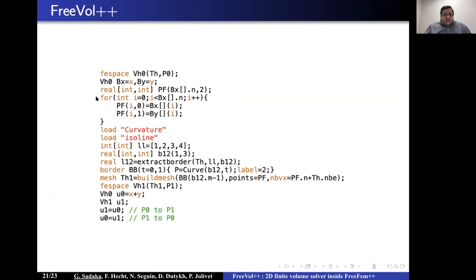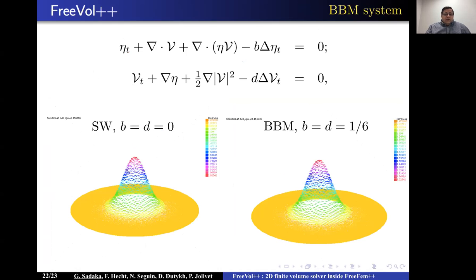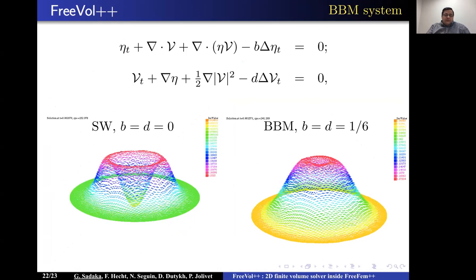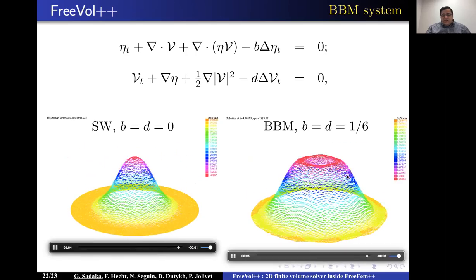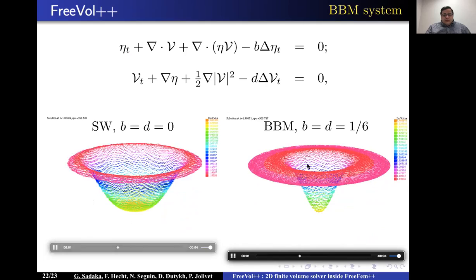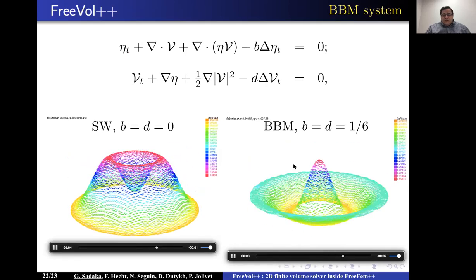How to do it in FreeFEM? So we can build the points of barycenter by using Bx, By on P0. And then we can extract the border, and we build the mesh using the points and the border. So it works, and this is what it gives: on the left, the hyperbolic shallow water, and this is the BBM. So at the same time, we have a difference between them.